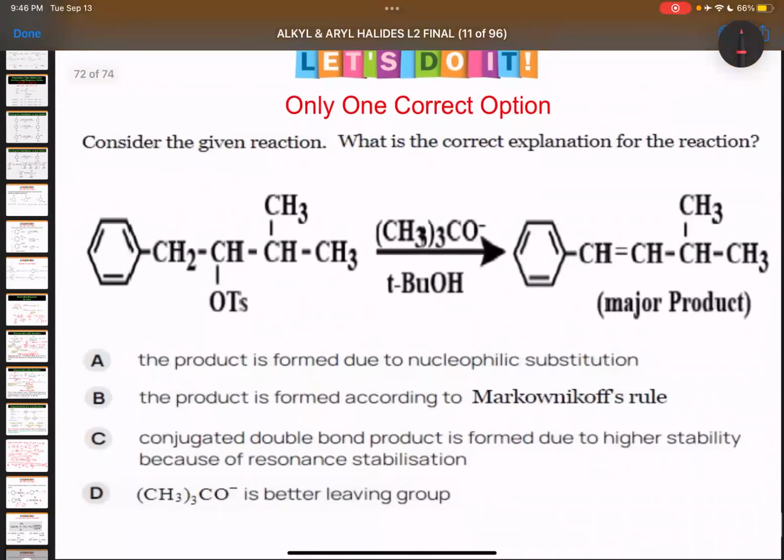So this is an AIIMS question. Sir, what is OTs? OTs is tosylate, toluene sulfonate. Actually, it is a very good leaving group.